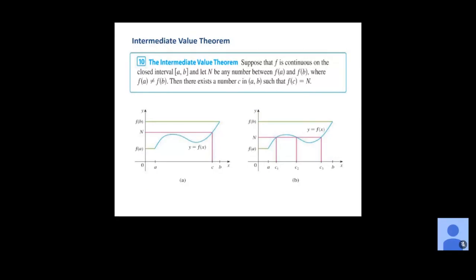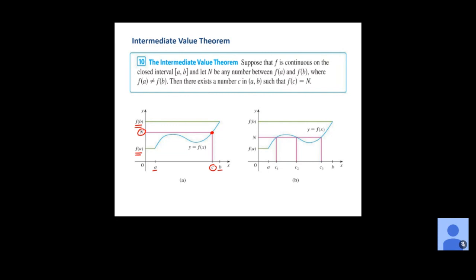So we have a closed interval from a to b. So here's a, here's b. Those are our x values. Then we have two y values, f of a and f of b, where they cannot be equal to each other. Right? So here's my f of a, here's my f of b, not equal to each other. In that interval now from a to b, there's going to be some value c, right? We don't know exactly where it is, but somewhere in between a and b, there's going to be some x value, which we're going to call c, where the corresponding y value is equal to this n value that's between f of a and f of b.